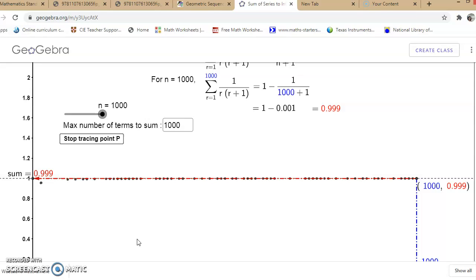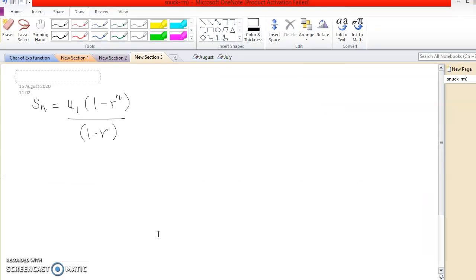Now, not all geometric series converge. To determine which ones do, we need to have a look at the formula for the geometric series that we just learned. So our formula for the geometric series is Sn is equal to u1 times (1 minus r to the power of n) over 1 minus r. Now we want to know what happens to Sn as n gets larger and larger.